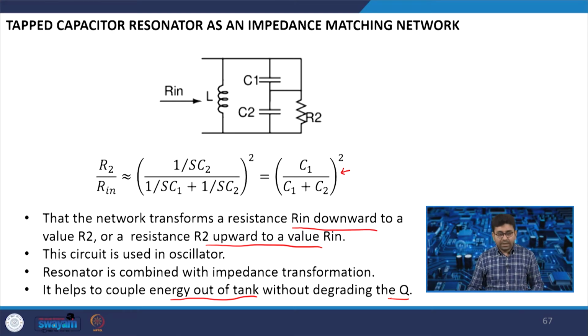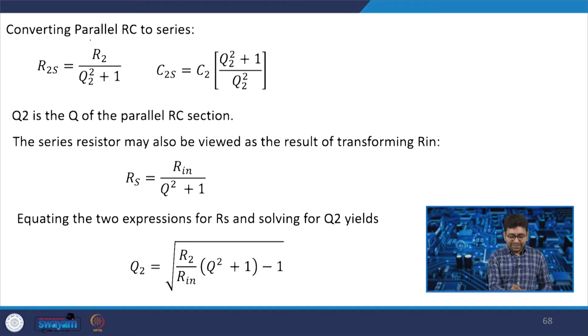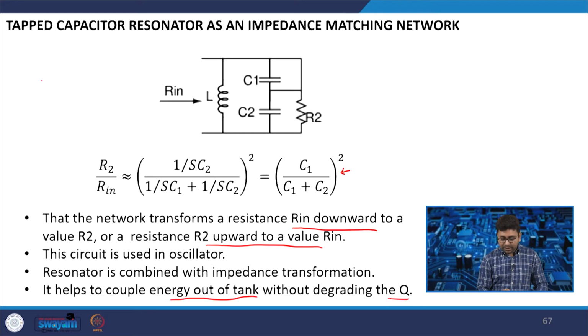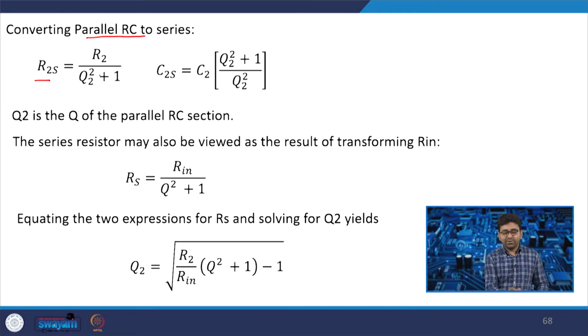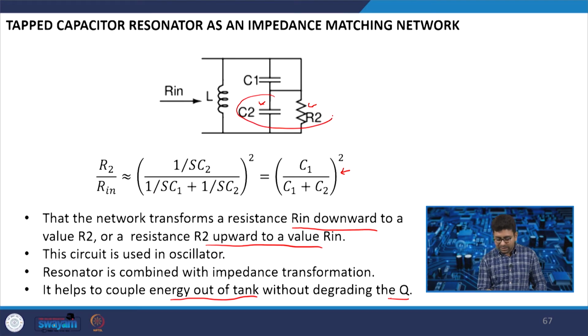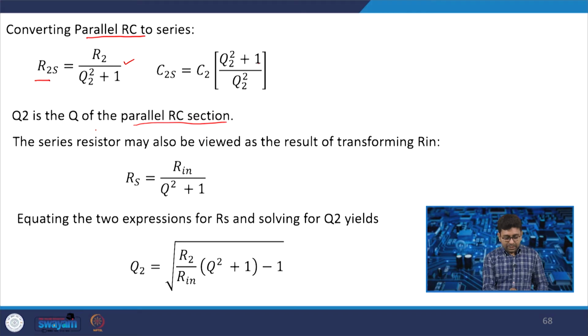Now, we will see how to find the values of the inductor and capacitors for different impedances R in and R2. There is a parallel RC, so we convert the parallel RC into series. R2 and C2 are in parallel, and we have already seen the equation to convert parallel to series: R2S equals R2 by Q2 squared plus 1, and C2S equals C2 times (Q2 squared plus 1) by Q2 squared, where Q2 is the Q of the parallel RC section, that is R2 times omega naught C2.